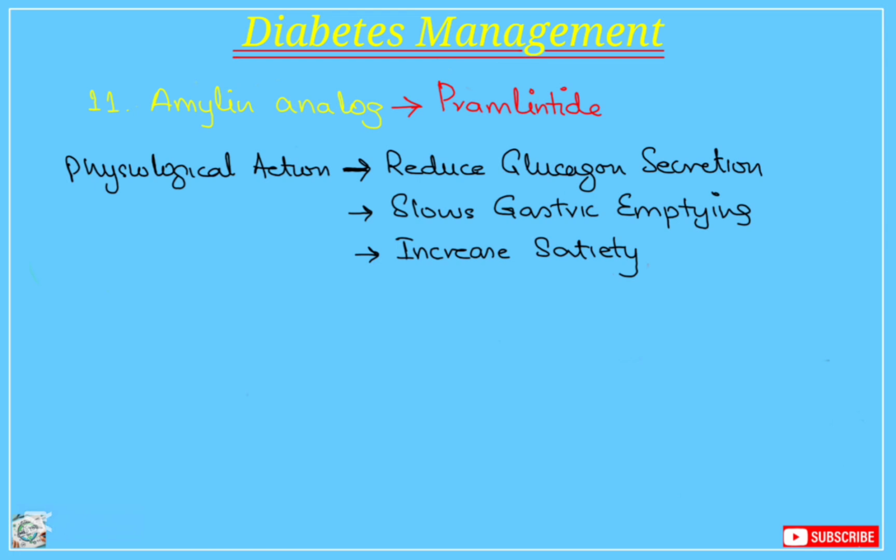While pramlintide is an important treatment for type 1 diabetes, it is generally used in combination with insulin therapy, as it complements the insulin action without replacing it. Alright, so we have covered all the non-insulin therapies. Now let's do a quick recap to lock it all in.